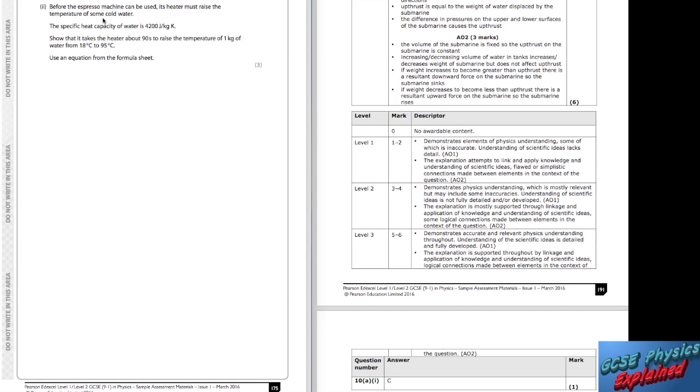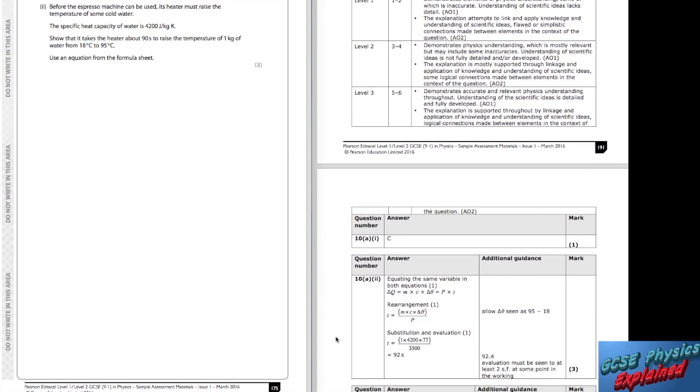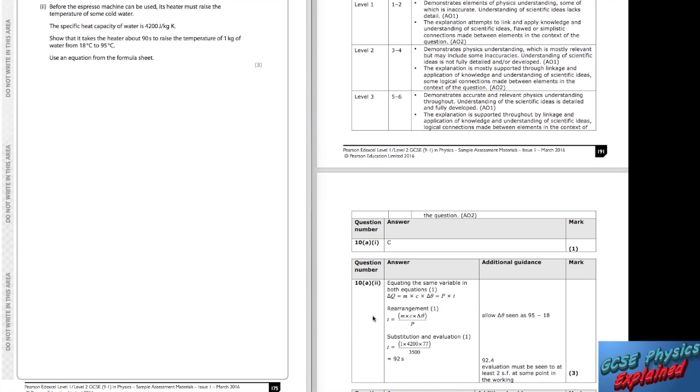Question 2. Before the espresso machine can be used, its heater must raise the temperature of some cold water. The specific heat capacity of water is 4,200 joules per kilogram Kelvin. Show that it takes the heater about 90 seconds to raise the temperature of 1 kilogram of water from 18 degrees C to 95 degrees C. Use an equation from the formula sheet. So the equation you want to use is the change in the heat energy equals mass times by specific heat capacity times by the temperature change.